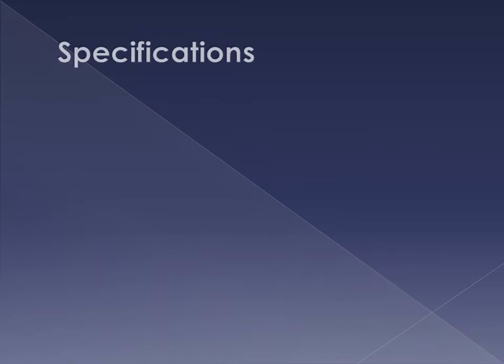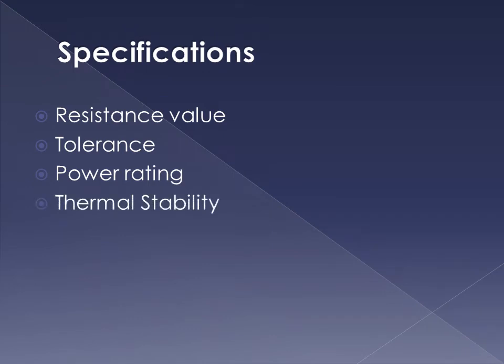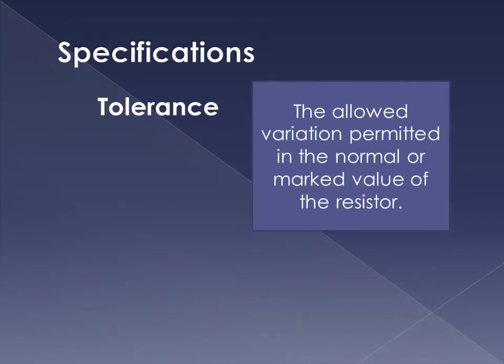Now let us discuss resistor specifications. Resistors are specified in terms of their resistance values, tolerance, power rating, and thermal stability. By tolerance, we mean the allowed variation permitted in the normal or marked value of the resistor. It means that the actual value of the resistor may be either greater or smaller than the indicated value by a factor given by the specified tolerance. Thus, resistors are manufactured with a specified tolerance.